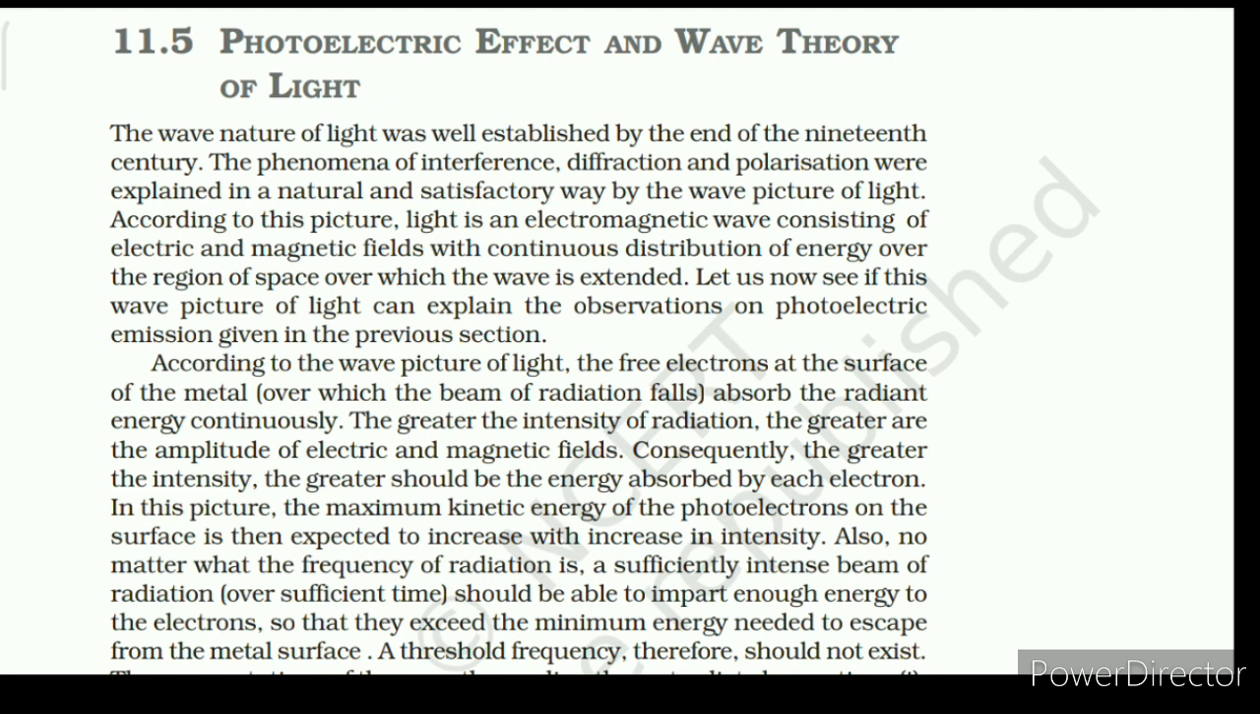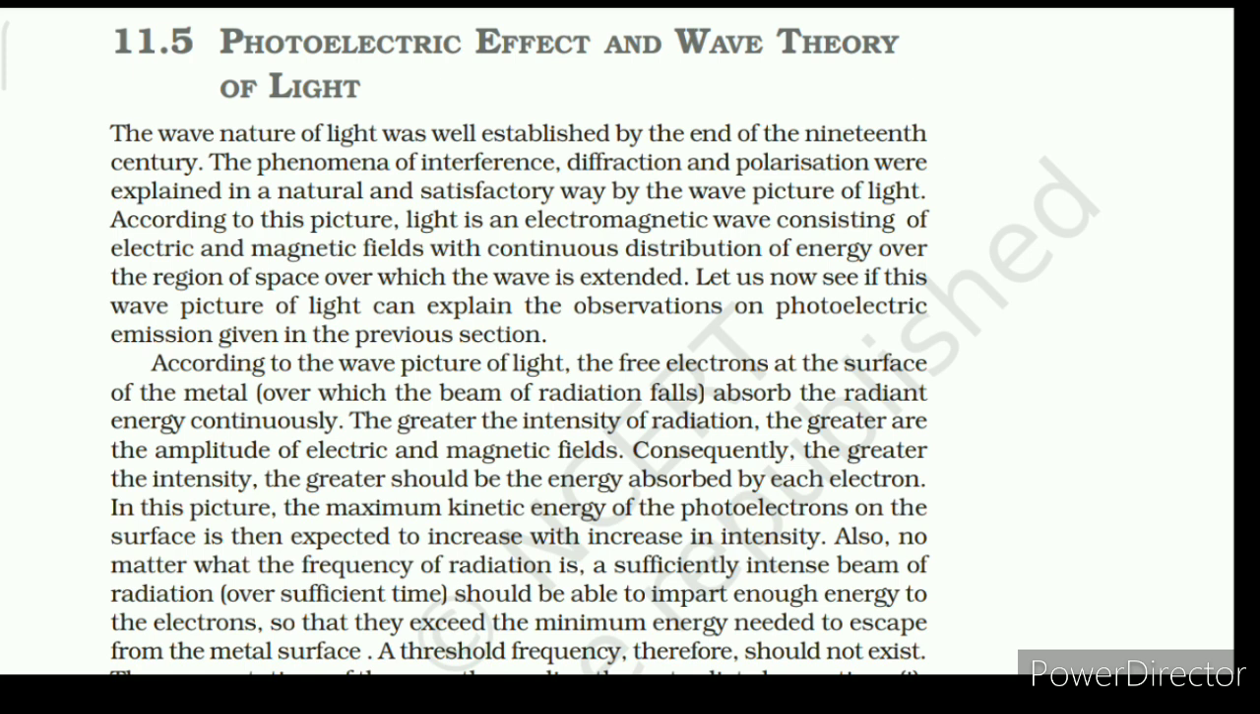The wave nature of light was well established by the end of the 19th century. The phenomena of interference, diffraction and polarization were explained in a natural and satisfactory way by the wave picture of light. According to this picture, light is an electromagnetic wave consisting of electric and magnetic fields with continuous distribution of energy over the region of space over which the wave is extended.